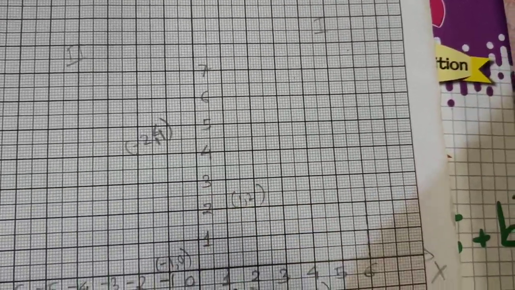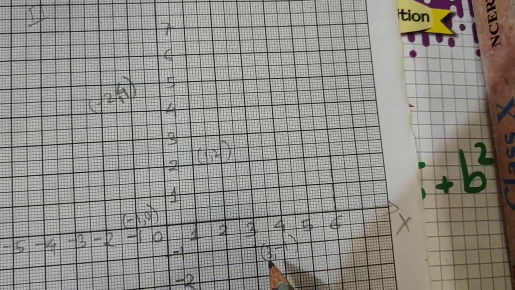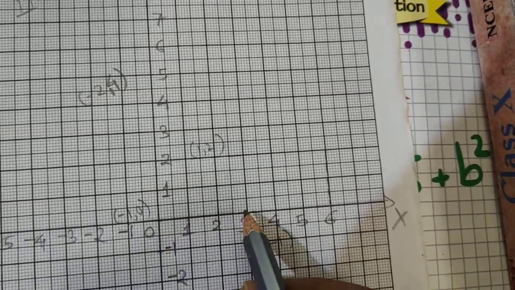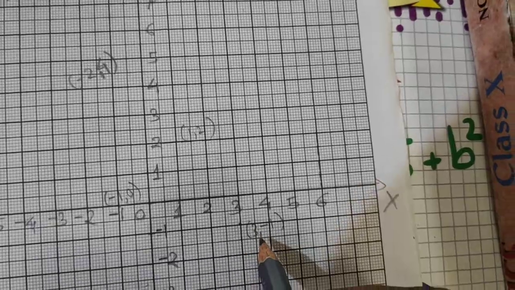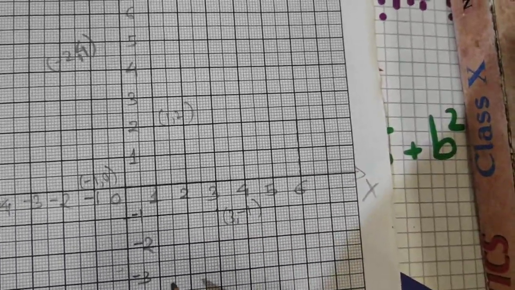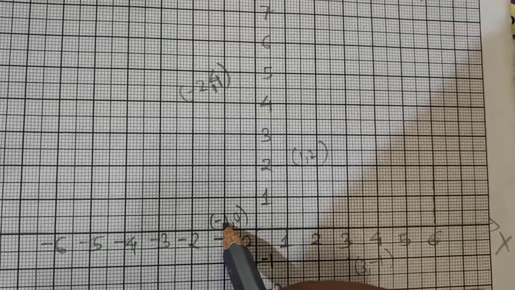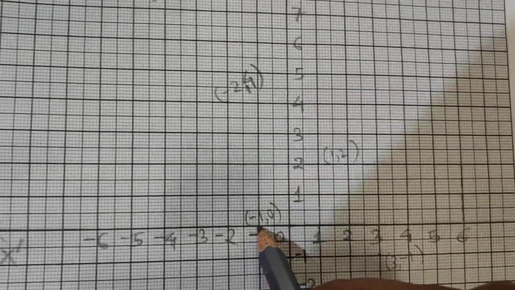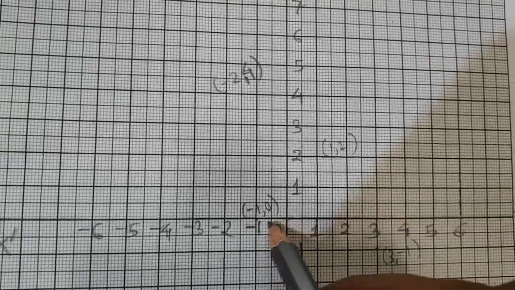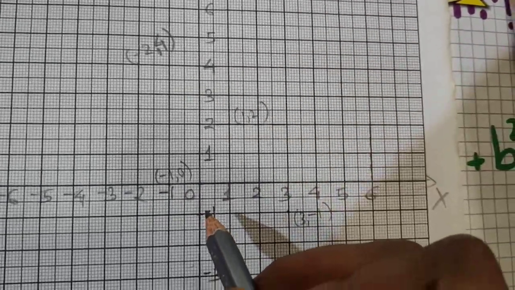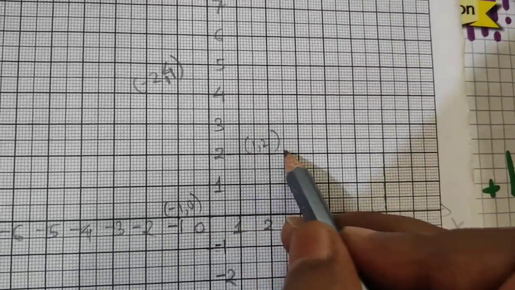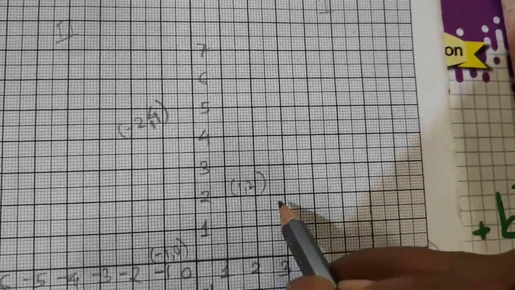Next point is 3 comma minus 1. X is 3 and y is minus 1. So 3 comma minus 1 lies on the fourth quadrant. Next point is minus 1 comma 0. This is the x axis, so it lies on the x axis. And the next point is 1 comma 2. 1 comma 2 lies on the first quadrant.